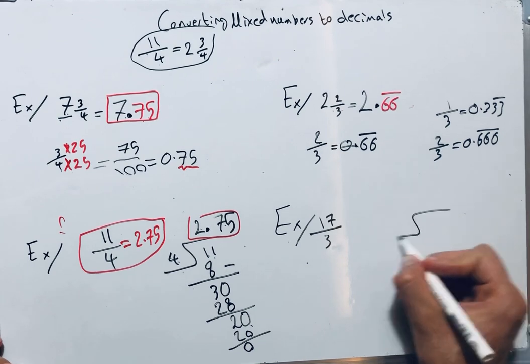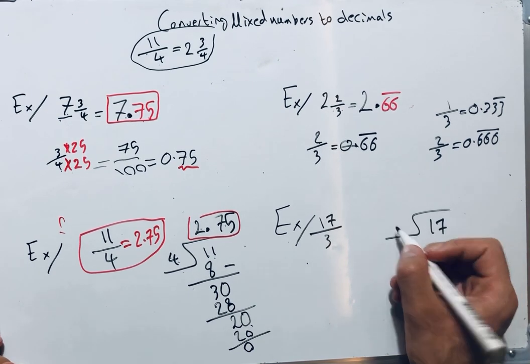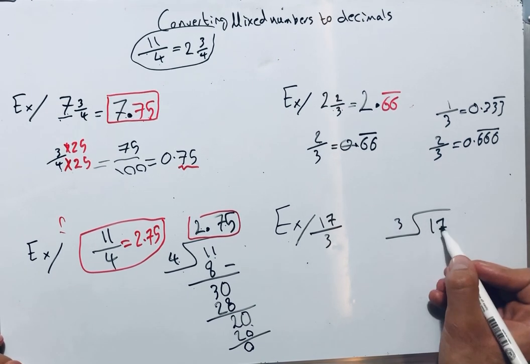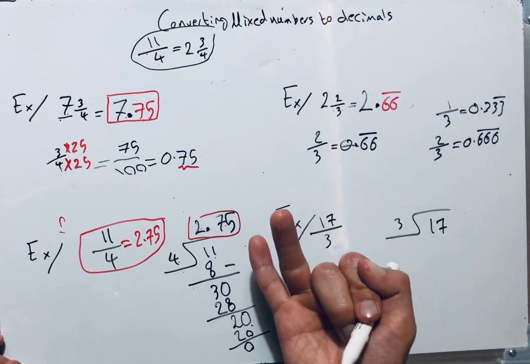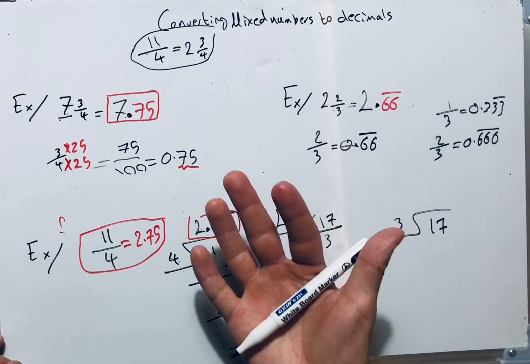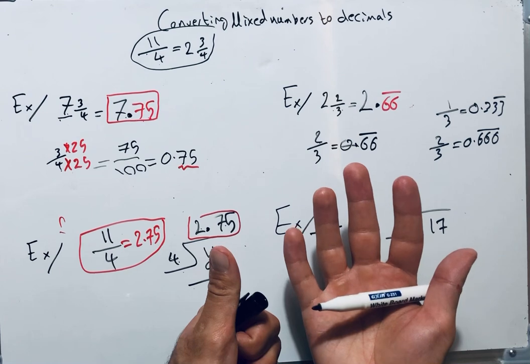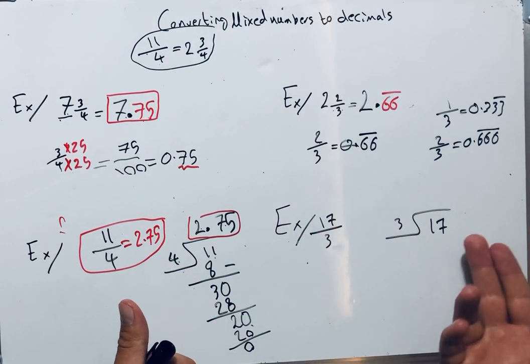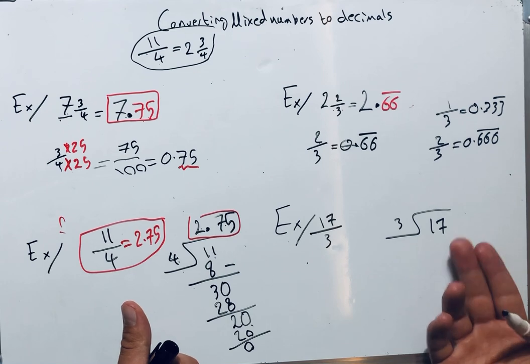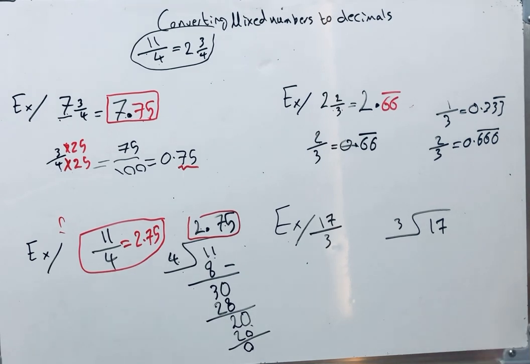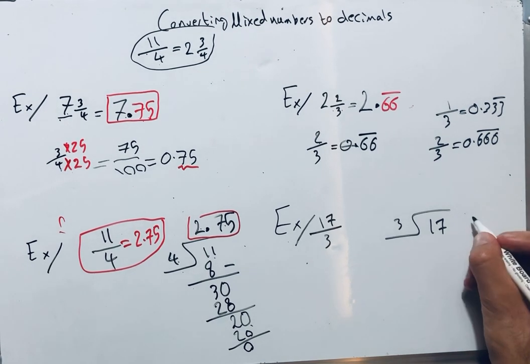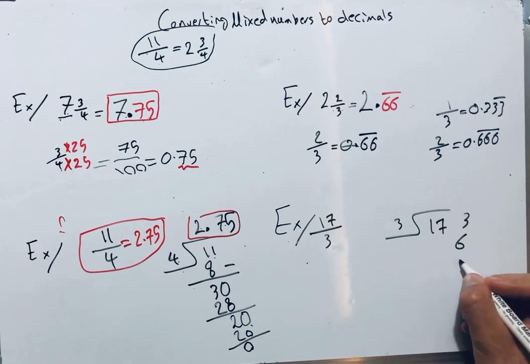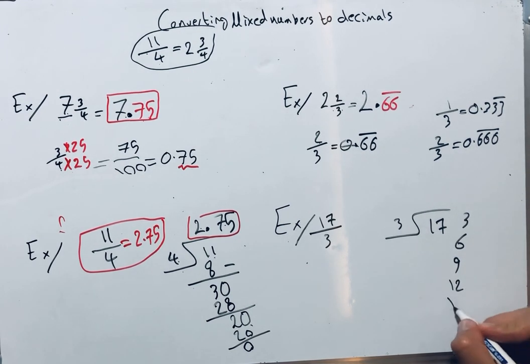Again, you do a long division, so 17 and then 3. How many 3s in 17? Well, 3, 6, 9, 12, 15. If you add one more, it's 6 3s, it's going to become 18, which is more than 17. We don't want that. So I can use an easier method also. 3, 6, 9, 12, 15, 18. Okay, so we stop here.